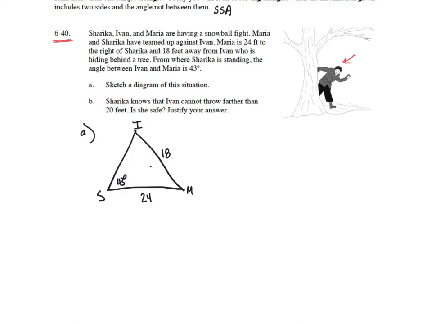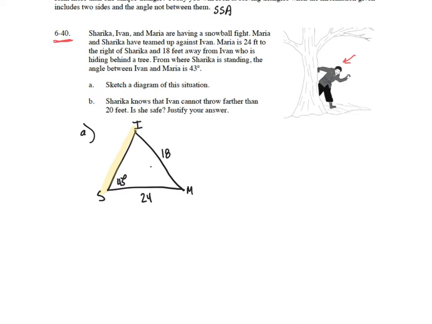Sharika apparently also knows that Ivan can't throw it farther than 20 feet. So apparently Ivan needs to get in the weight room a little bit, or Sharika just knows some really random facts about Ivan. And we want to know, is she safe? In essence, can we figure out this distance right along here from S to I? If that distance is less than 20, she's not safe. If it's more, then we might have a little bit of a situation.